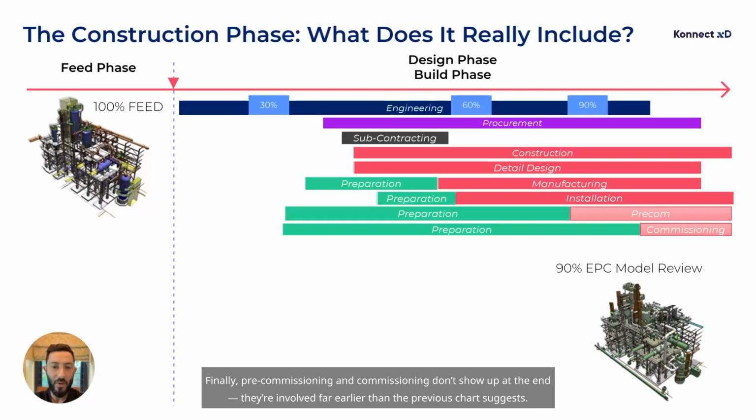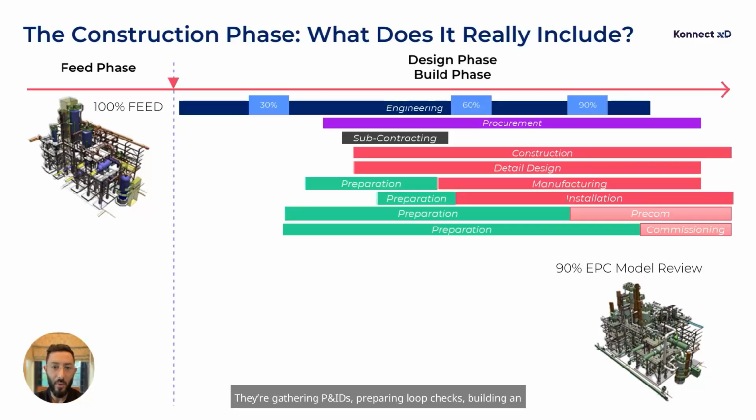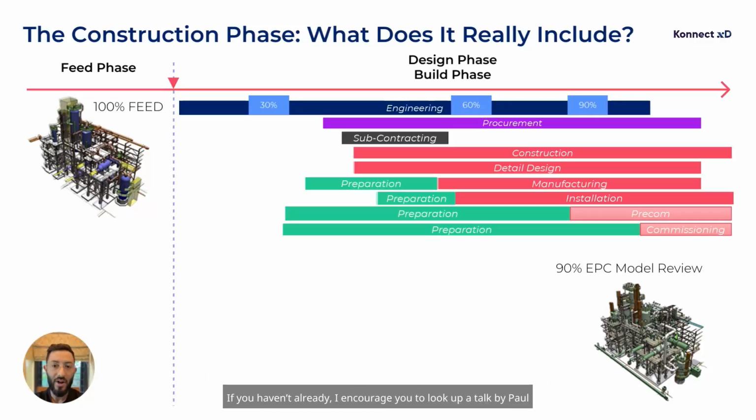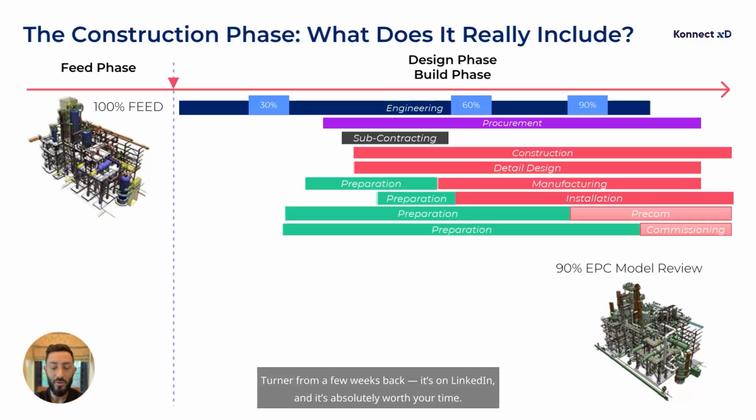Finally, pre-commissioning and commissioning don't show up at the end. They're involved far earlier than the previous chart suggests. They're gathering P&IDs, preparing loop checks, building an understanding of systems, and making sure everything is ready from mechanical completion to energizing systems. If you haven't already, I encourage you to look up a talk by Paul Turner from a few weeks back. It's on LinkedIn, and it's absolutely worth your time.